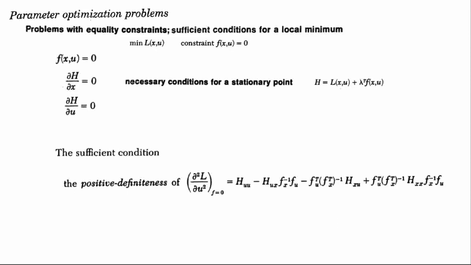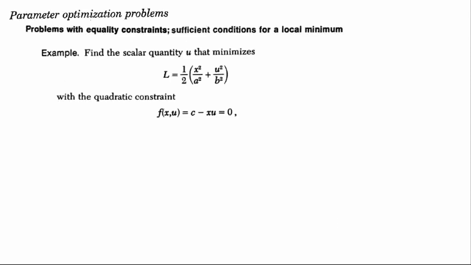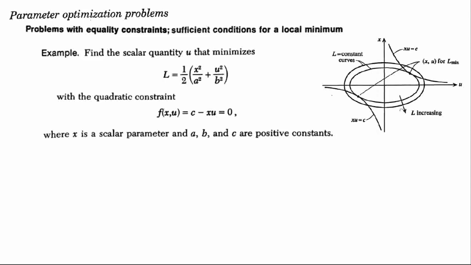Let me now introduce an example. Consider a function L of x and u as shown, where it is desired to find the value of the scalar variable u that minimizes the function L. At the same time, this value of the variable u has to satisfy the constraint given by the function f of x and u as shown. All involved variables x, u, and constants a, b, and c are scalars. The curves of constant L are ellipses, with L increasing with the size of the ellipse, whereas the function f of x and u is a hyperbola with two branches. This is illustrated by the figure.